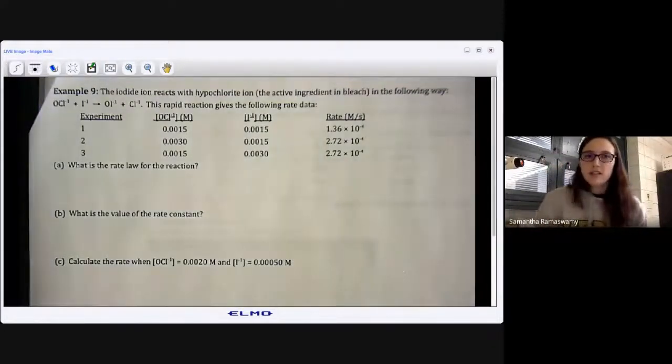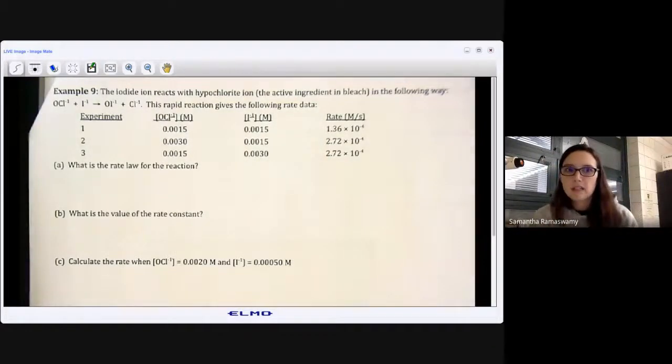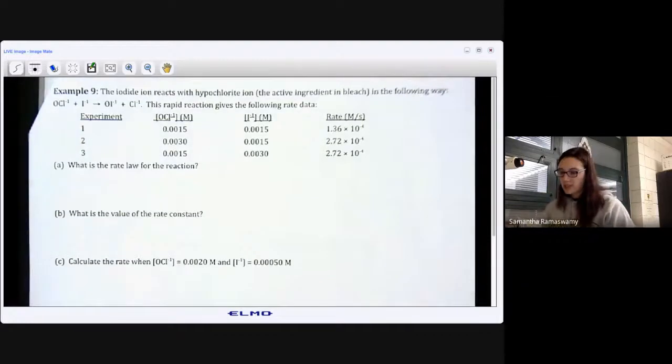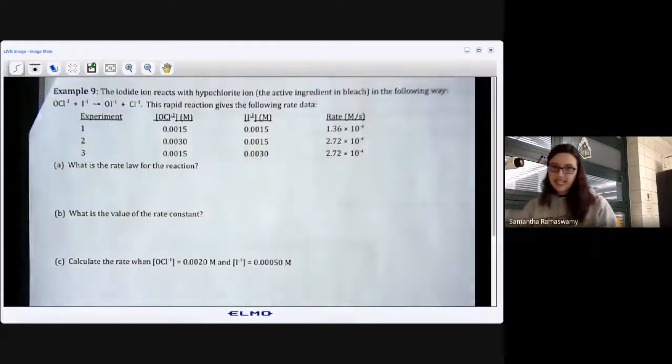All right, so again, we have just 3 more examples. Notice how this looks a little different. So example 9 says the iodine ion reacts with hypochlorite, which is the active ingredient in bleach, in the following way. They give us the equation. It says this rapid reaction gives the following rate data.